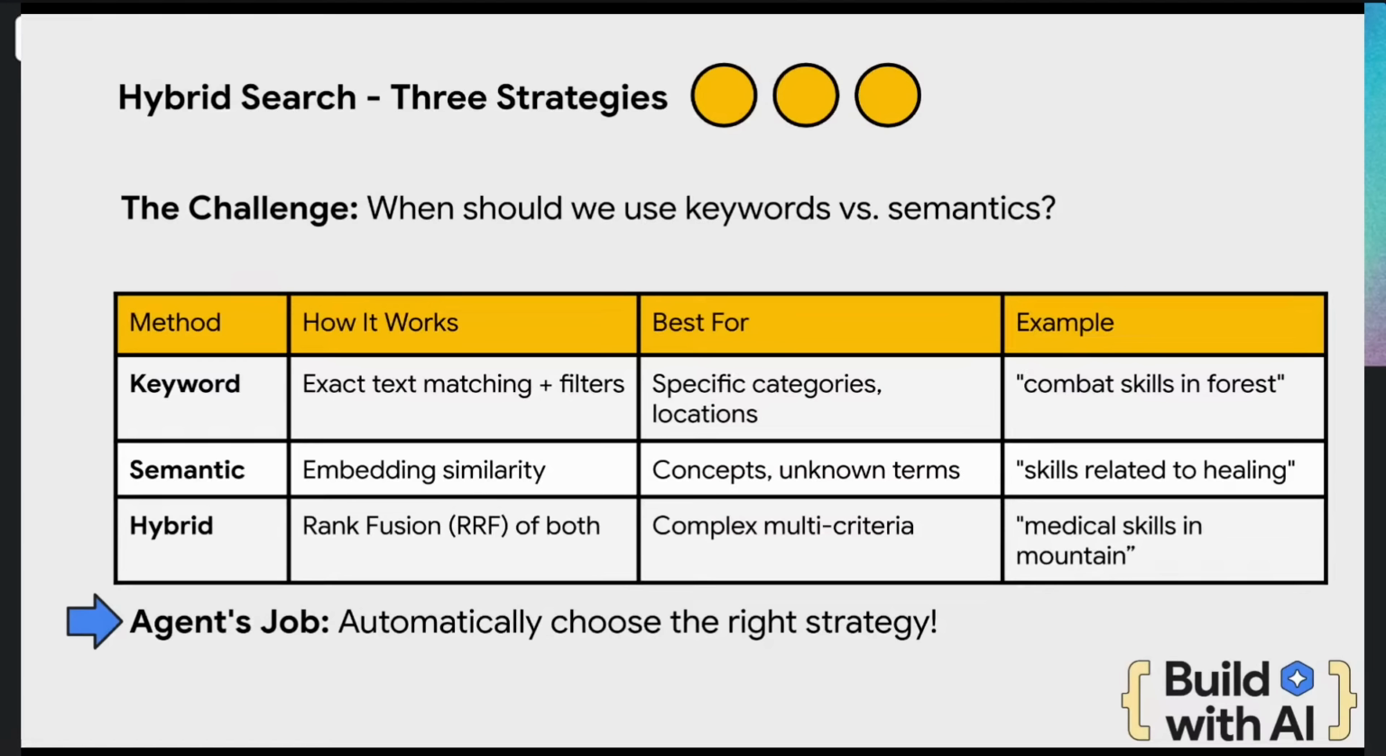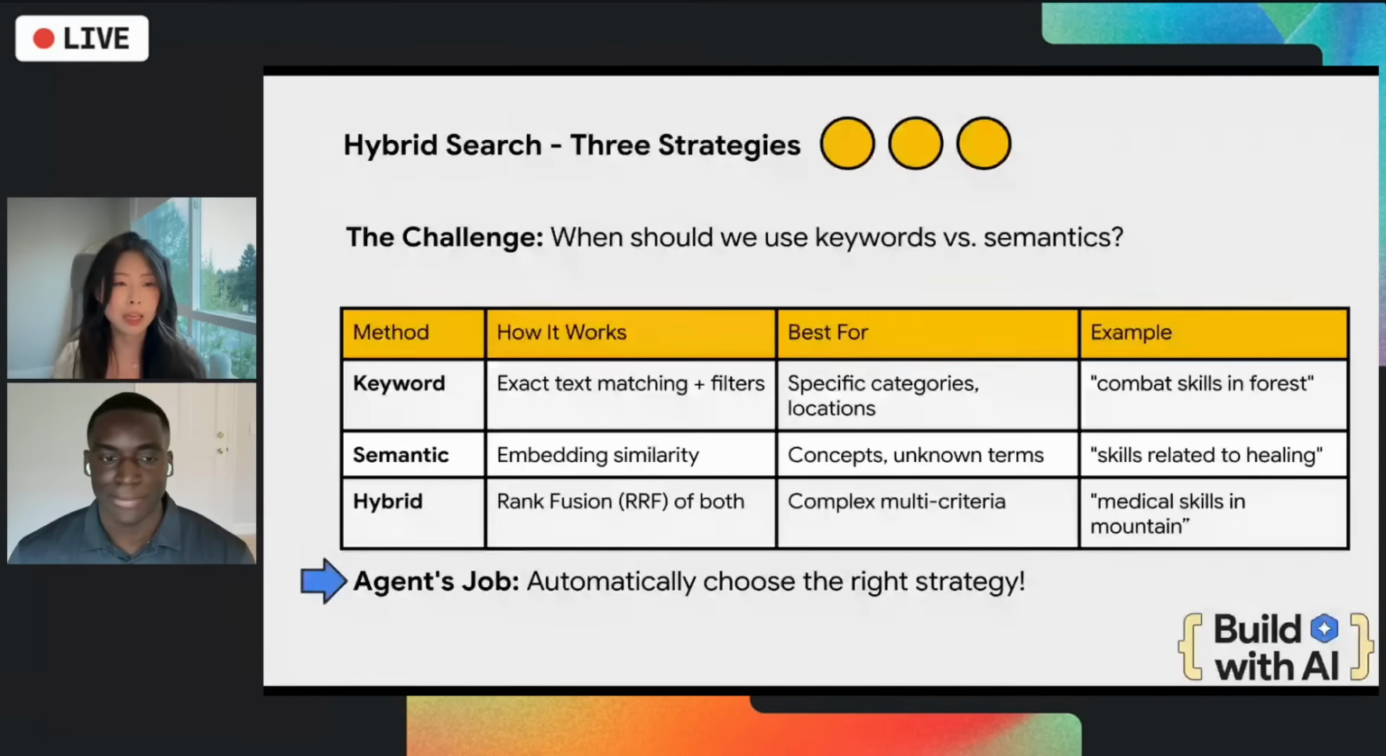But what if there's a case where you care about both the meaning and the keyword? For example, I want to search for medical skill in mountain. Medical skill is medic, anything similar to medic. But for mountain, maybe I want a specific location code. So in this case, we want to use hybrid search. But how do we do hybrid search?